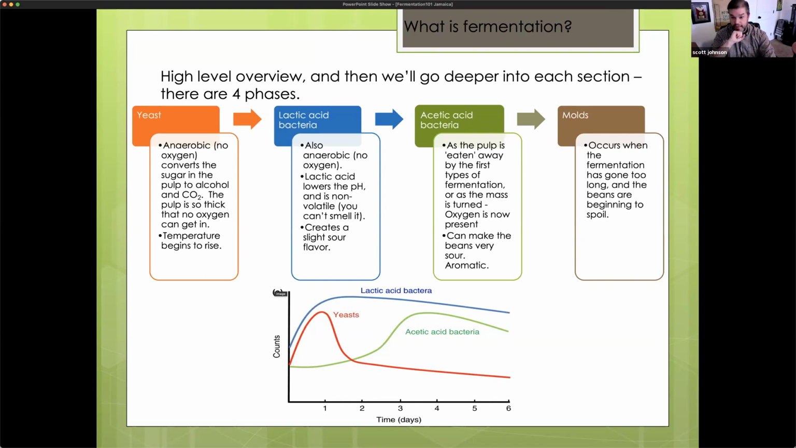It's usually a good thing if it happens at low levels. If it happens at very, very high levels, it's going to be considered a defect in your chocolate, and nobody's going to really want to buy your cocoa beans. And we'll talk about how you control that.